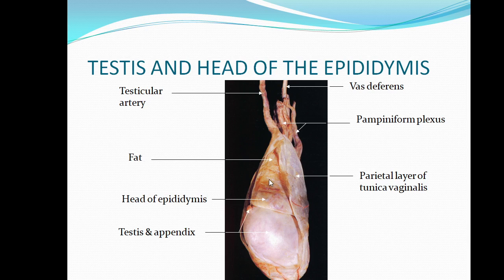Then this is the head of the epididymis, this is the fat, and you can see the testis and the epididymis, they are covered by the tunica vaginalis. Here you can see the parietal layer, and here the visceral layer is covering and is fused with the tunica albuginea. Here you can see the spermatic cord having the vas deferens, the testicular artery, and the pampiniform plexus of veins.